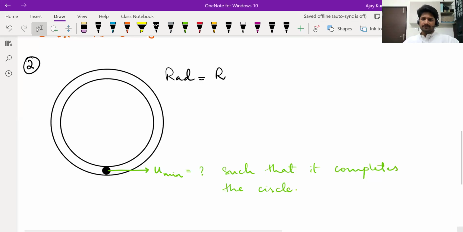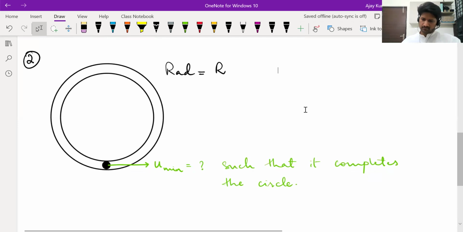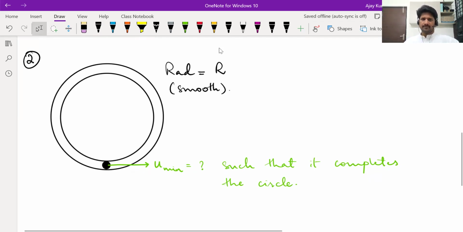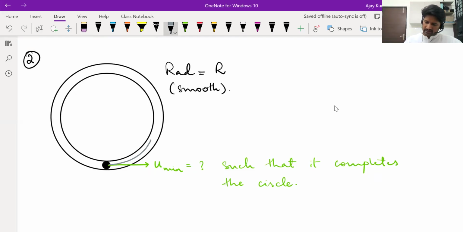Any answer, anyone? The minimum speed such that it completes the circle. It's a smooth tube. Or can any of you tell me an idea? Why should there be a minimum speed? Like, what happens if you give very less speed? It'll start rolling back. It will ascend only up to a certain extent, and then it becomes too slow. It won't be able to ascend any further. It will come back. So it will kind of oscillate somewhere in the lower half of the circle. Correct.